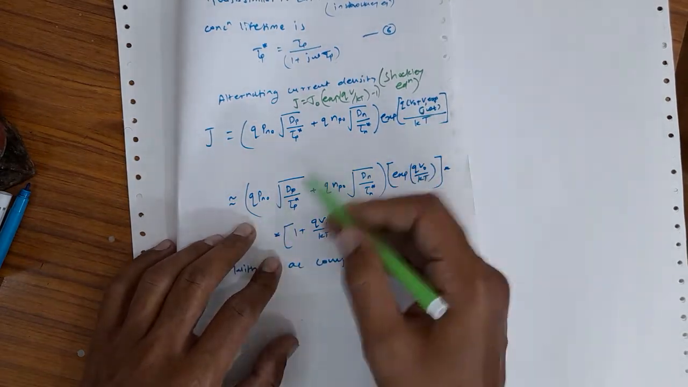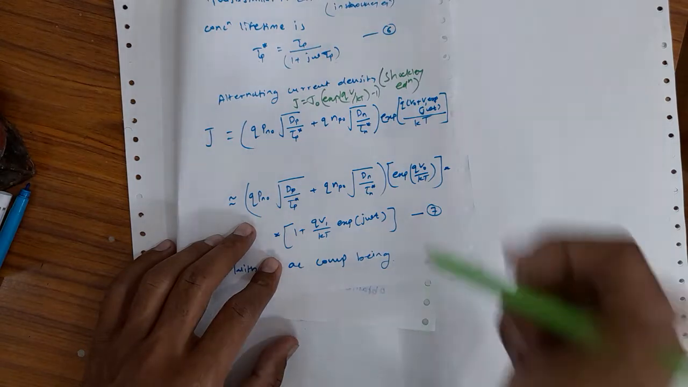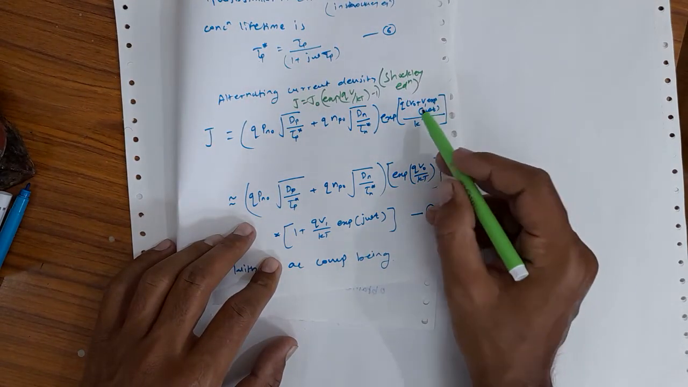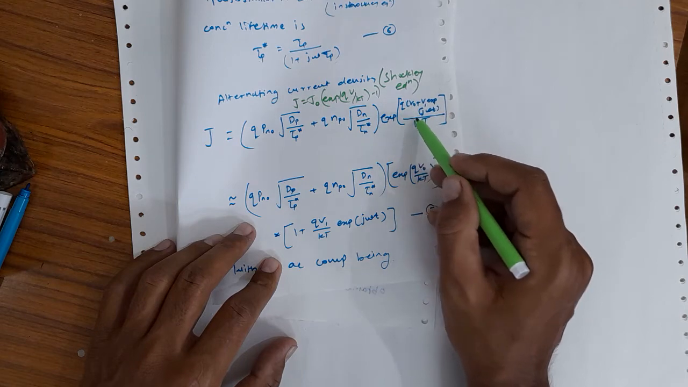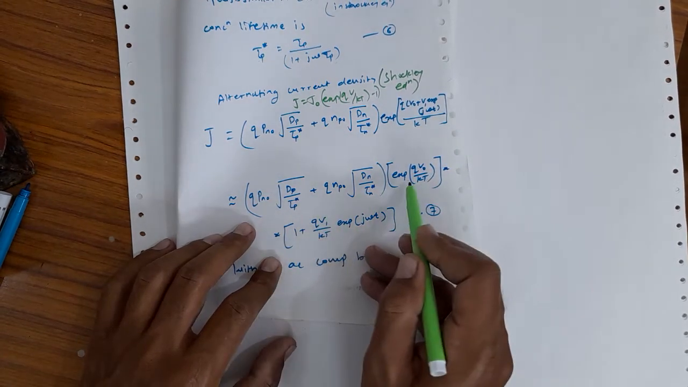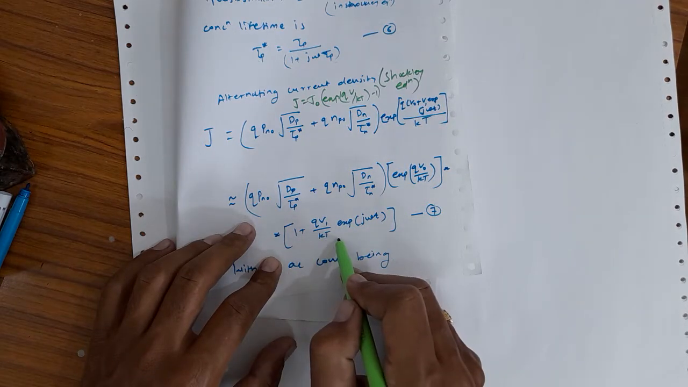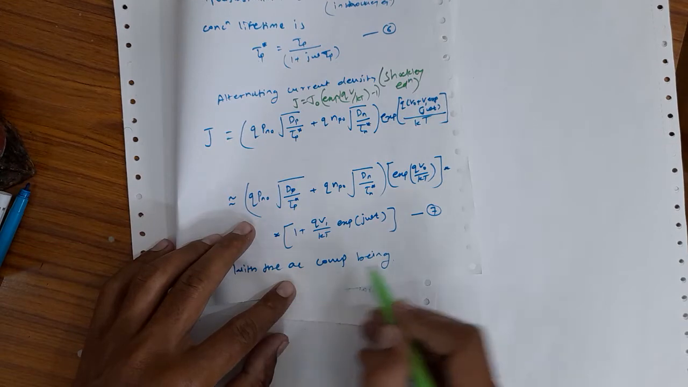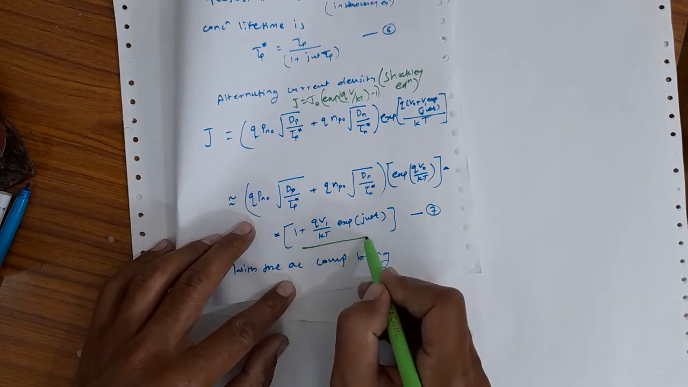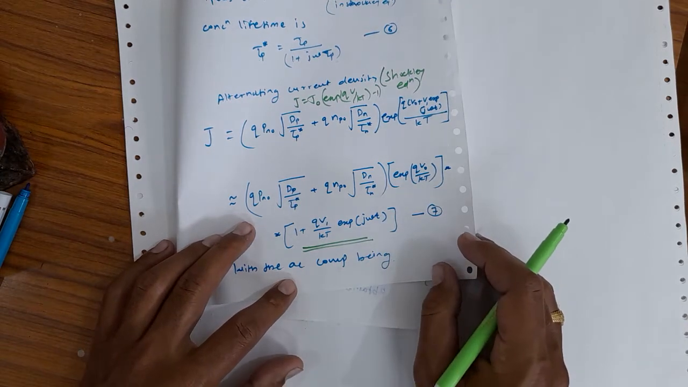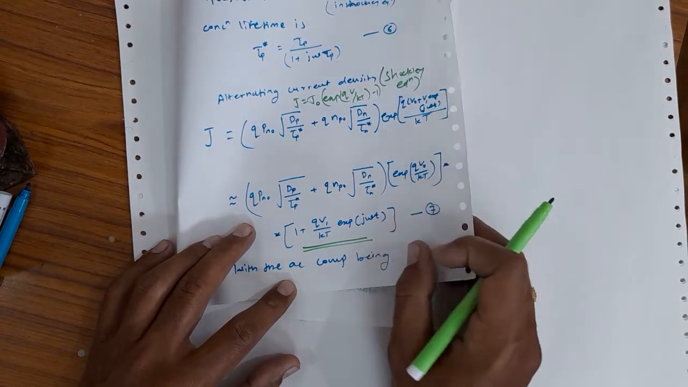So, try to rearrange the terms within it. We can have one more additional term, e raised to qV0 by kT, that can be taken out, and the other term which remained. And here, the AC component of this is given by this equation.